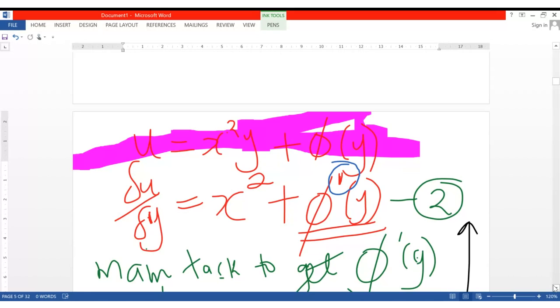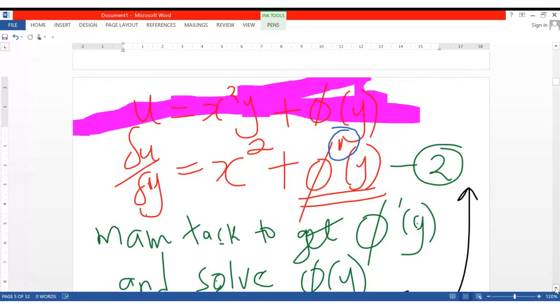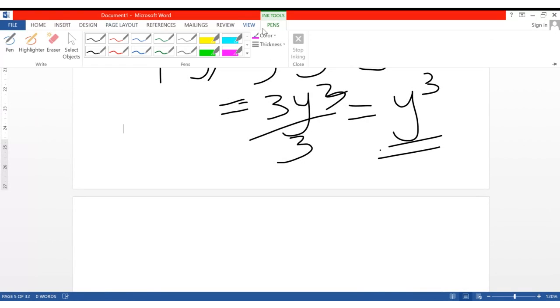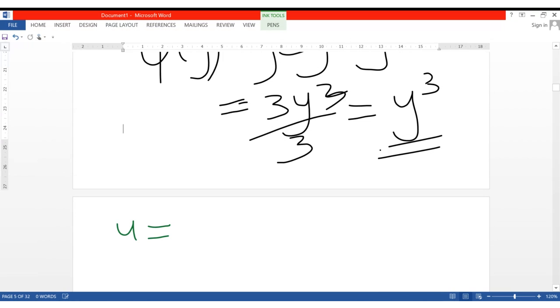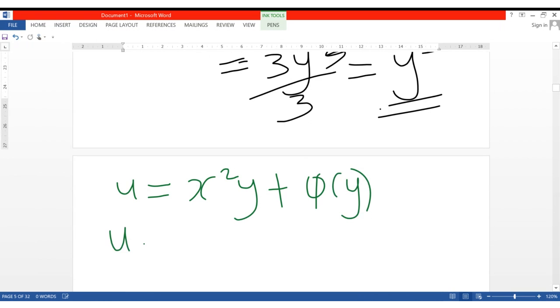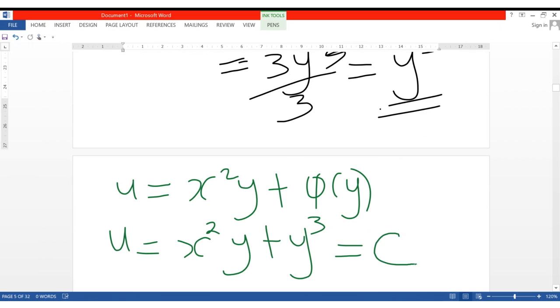So that u now will be given by x squared y, and then I replace the phi with what I have. So remember that our u, this is the first example, was given by x squared y plus phi y. So I just need to replace the value of phi y, which is y to power 3. So it means that u will be given by x squared y plus y to power 3. And then the constant c can be on this side, and I'm done with that one. I've been able to solve.